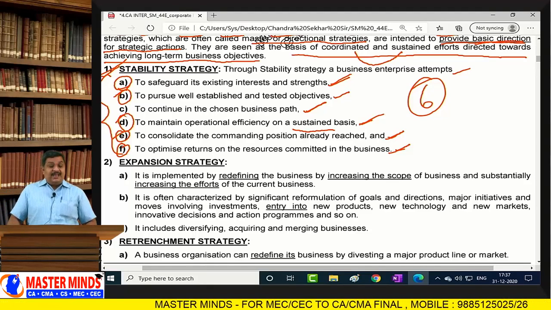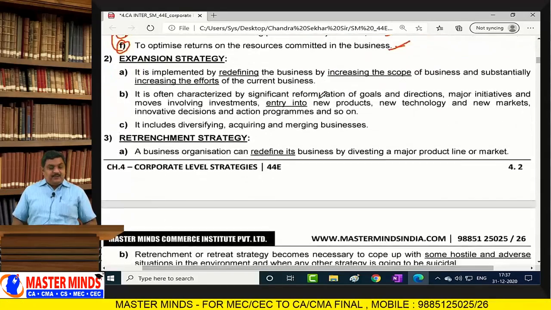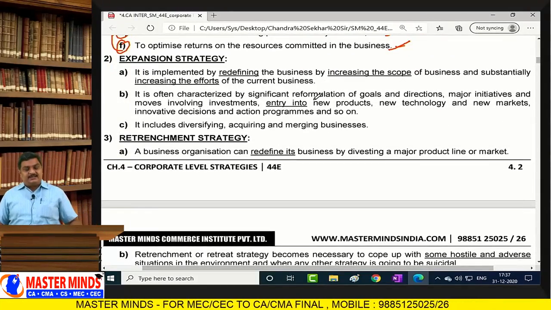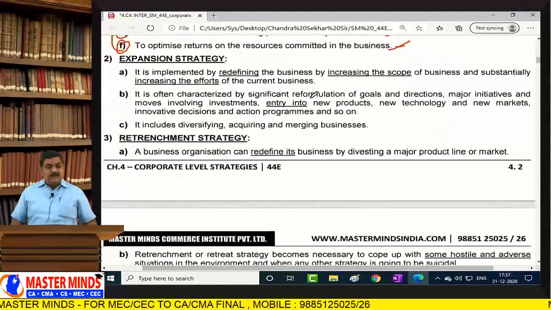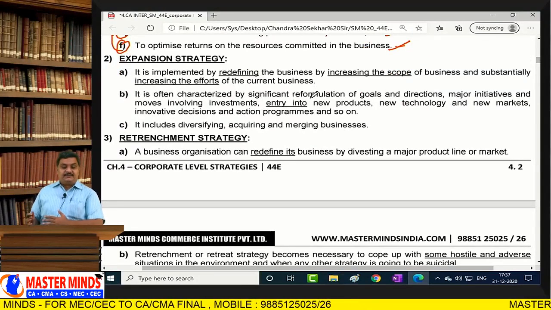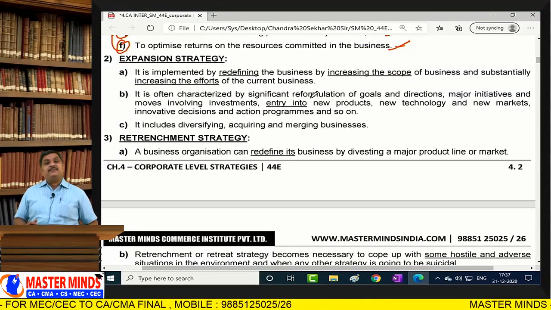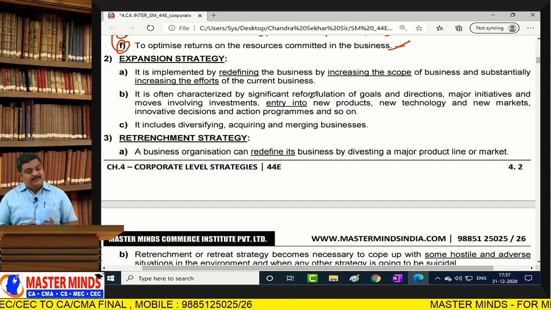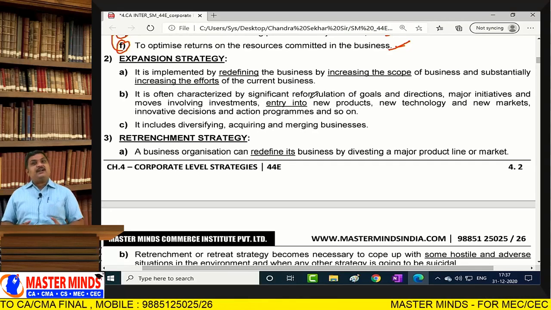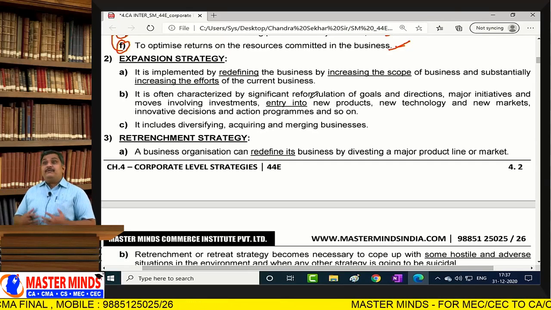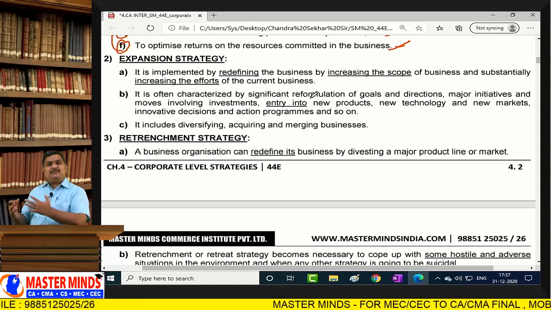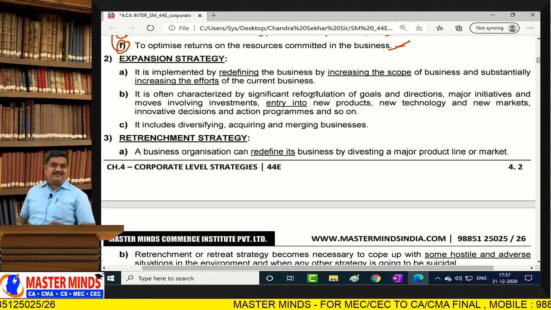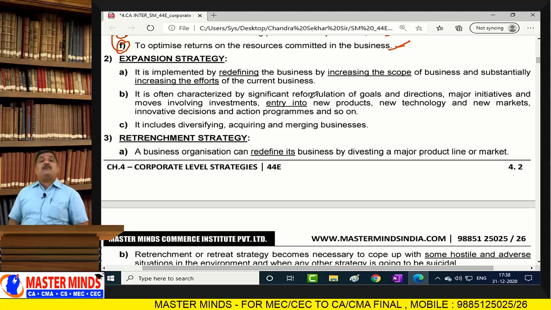Next, expansion strategy. Of course, we will learn about stability strategy in the next coming questions also. Just in a brief manner, we studied about stability strategy. Now, let us study about expansion strategy. What is expansion strategy? It is generally the opposite of stability strategy. In expansion strategy, we will always try to enter into new businesses, new things, a new world of opportunities. New ideas, new things, risky path. This is what expansion strategy is.